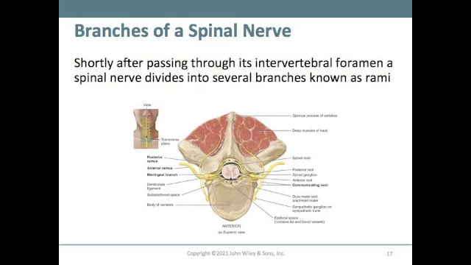And you can see here that there are different rami that go to different parts of the body and how the nerve branches off so it can reach all of the different places that it needs to give you some sort of sensory perception there.